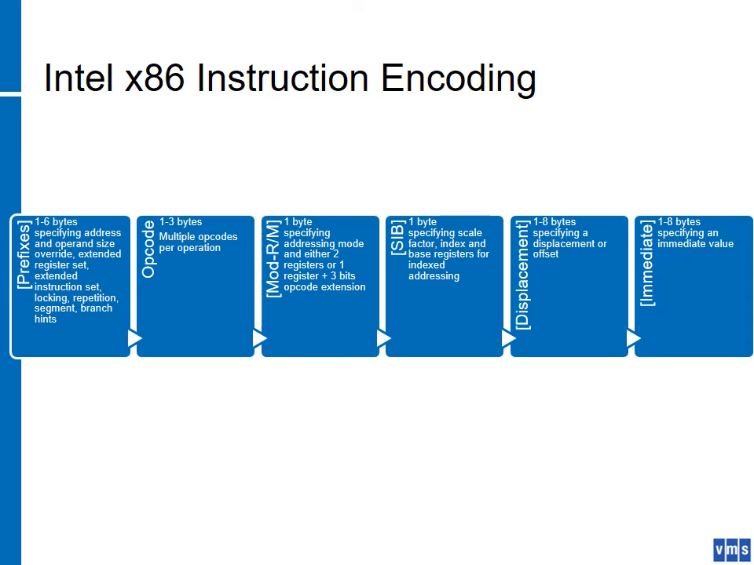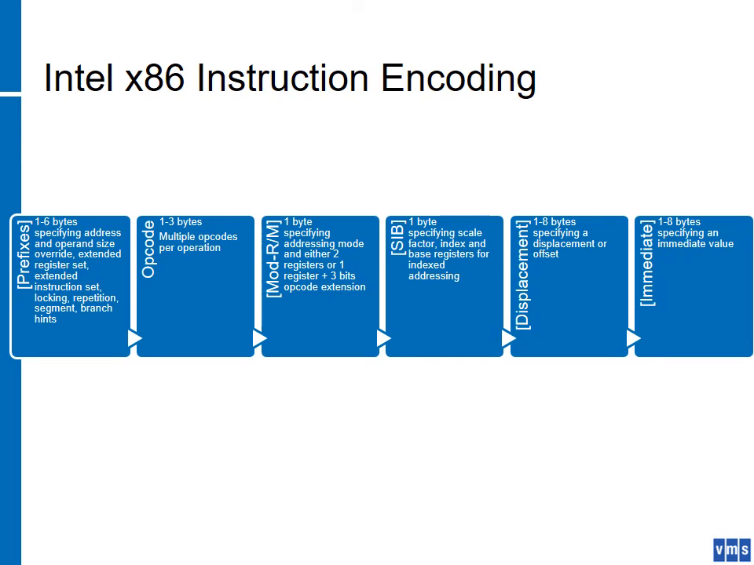The opcode gets followed by a ModRM byte. That's 1 byte that specifies the addressing mode, and it can either specify 2 registers or a register and a 3-bit extension to the opcode. If the ModRM byte specified indexed addressing, it gets followed by a SIB byte, which is a byte that specifies the scale factor and the index and base registers for indexed addressing.